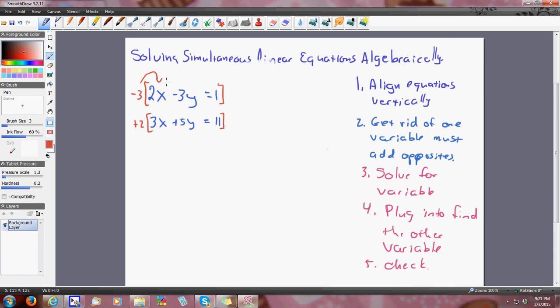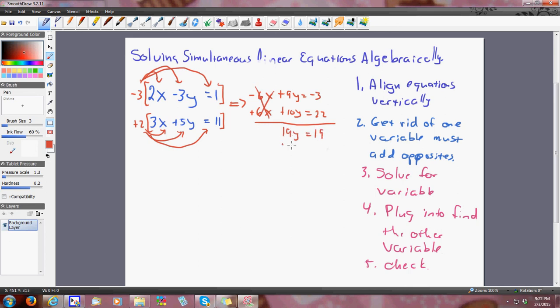So now I distribute. Let's see, what are we going to get when we distribute? I'm going to get a negative 6x plus a 9y equals a negative 3. And here, I'm going to get positive 6x plus 10y equals 22. These cancel out, and I'm left with 19y equals 19. Divided by 19, I get y equals 1.